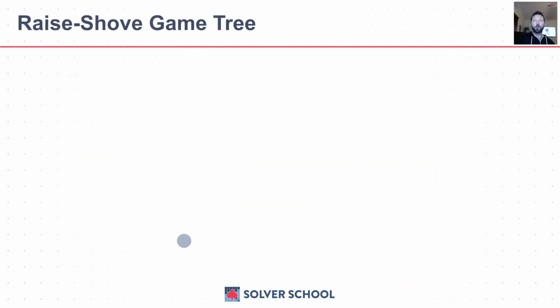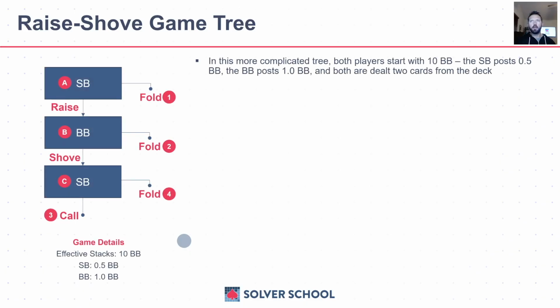Let's take a step further and look at a slightly more complicated example here. I want to look at this example called the raise shove game tree. In this more complicated game tree, both players start with 10 big blinds again. And just like before, the small blind posts the 0.5 big blinds, the big blind posts 1 big blind. But in this case, we're adding one more step. So instead of just shoving, the small blind is actually raising to 2 big blinds.